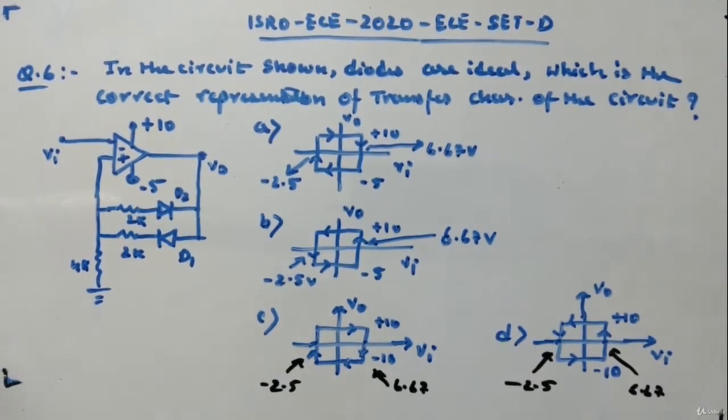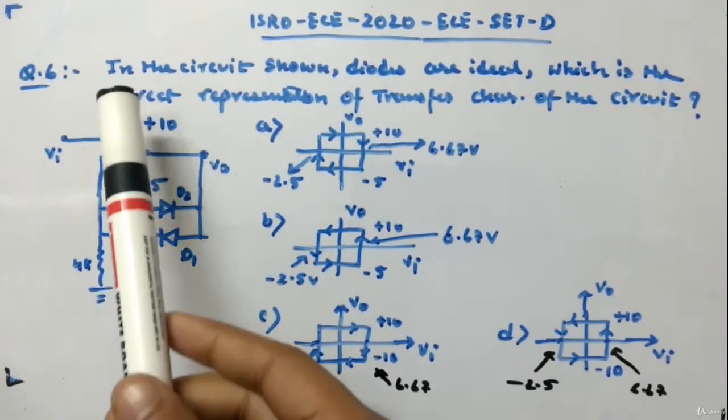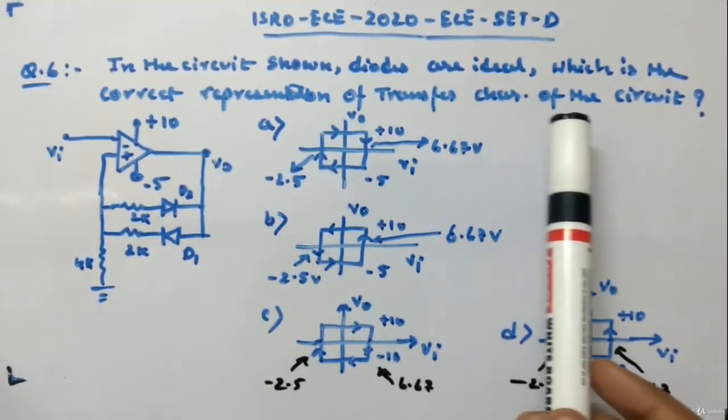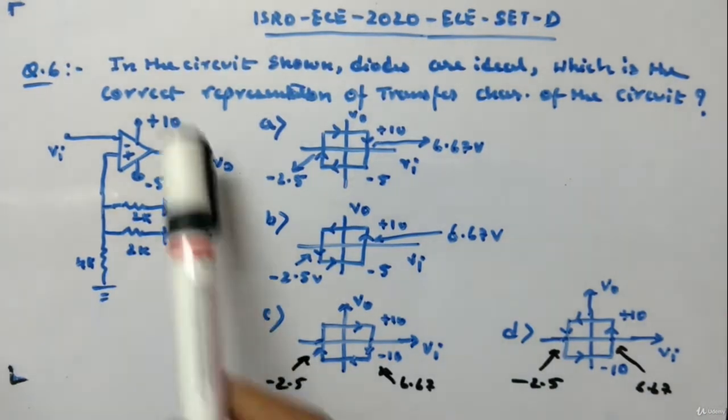Okay, so let's look at question 6. In the circuit shown, diodes are ideal. Which is the correct representation of transfer characteristics of the circuit? This is the circuit given.